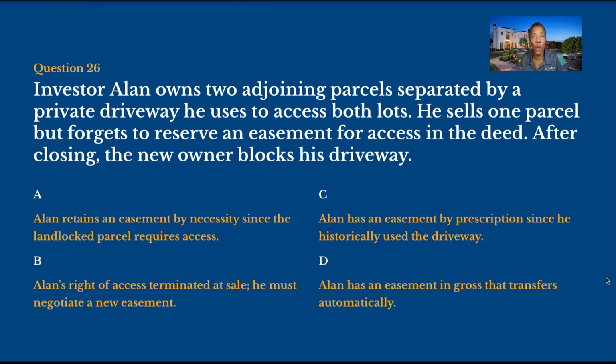You can get an easement by necessity if land is landlocked, right? But in this situation, because he was the one selling the property, what he needed to do is reserve an easement for himself because there was no easement. Since he didn't do that, he now is required to negotiate an easement. And let's say the person doesn't negotiate the easement with him. Well, then maybe he can go to court and get an easement by necessity. So correct answer here is B.